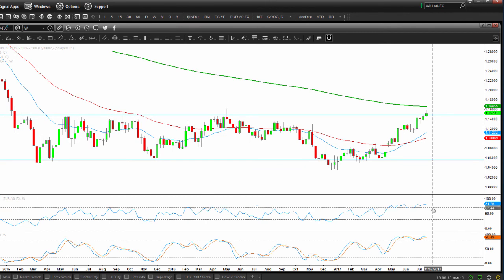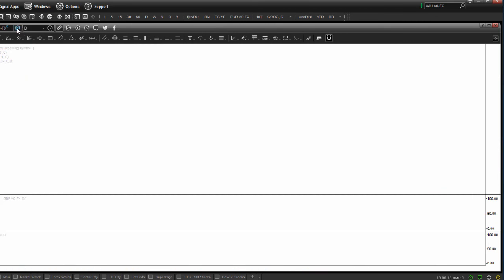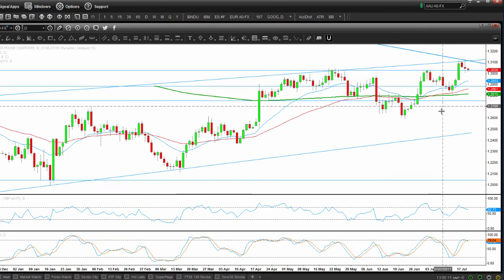So for now, the British pound versus the US dollar on the daily time frame, for those people who do like the look of it, it certainly looks like it's ready to go.